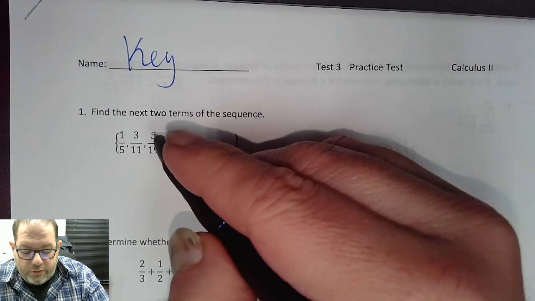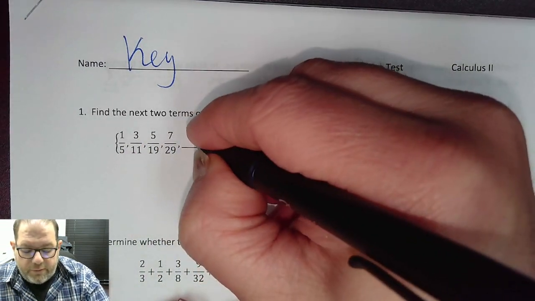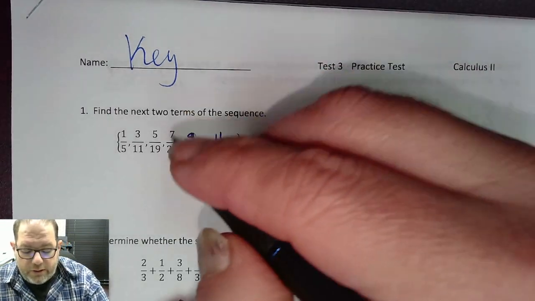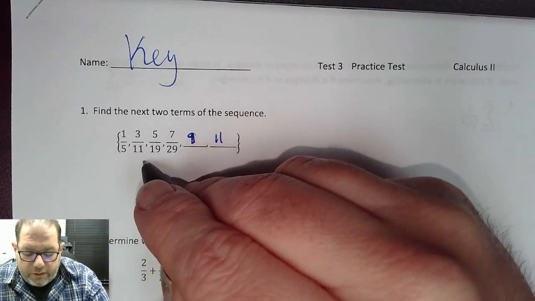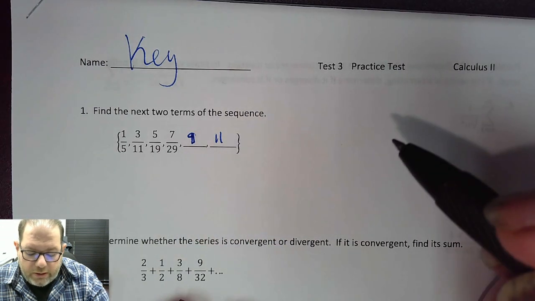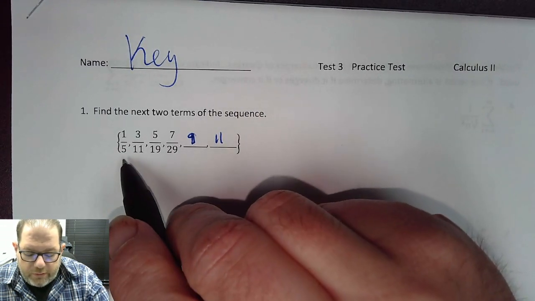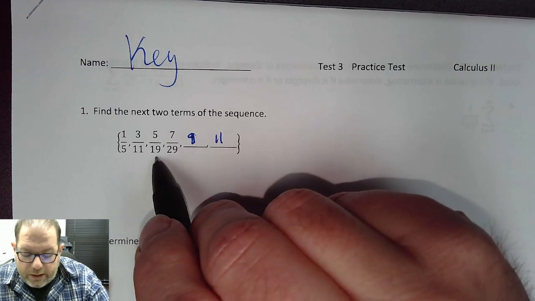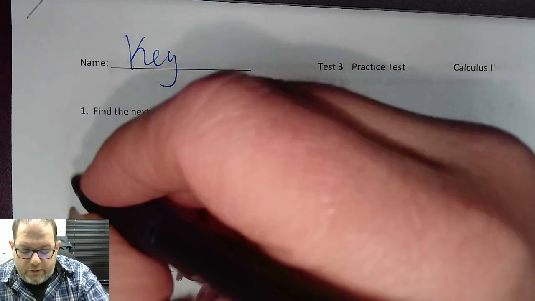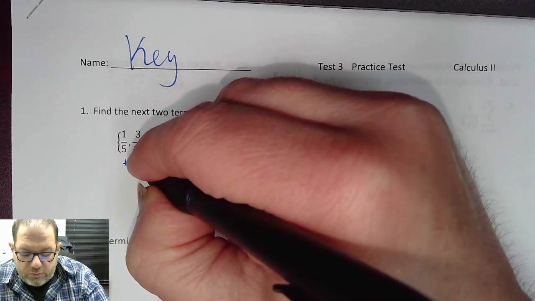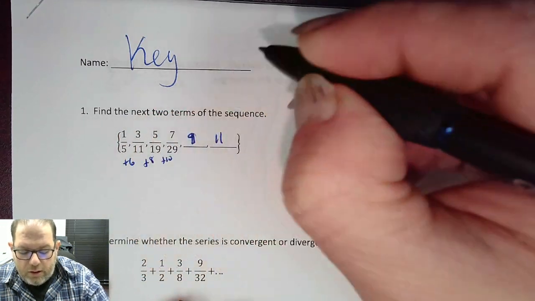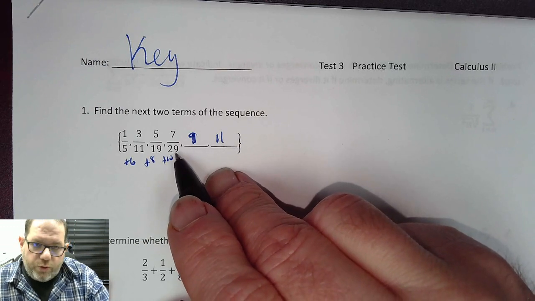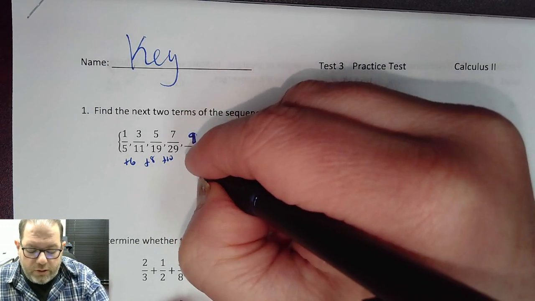Now, the numerators, we know 1, 3, 5, and 7. Next will be a 9, and after that will be an 11, understandably. Now, on the bottom, 5, 11, 19, 29. Well, to me, we can say we're increasing by 6, then by 8, and then by 10. So that means in the next step, we anticipate increasing by 12. So 29 plus 12 will give us 41.